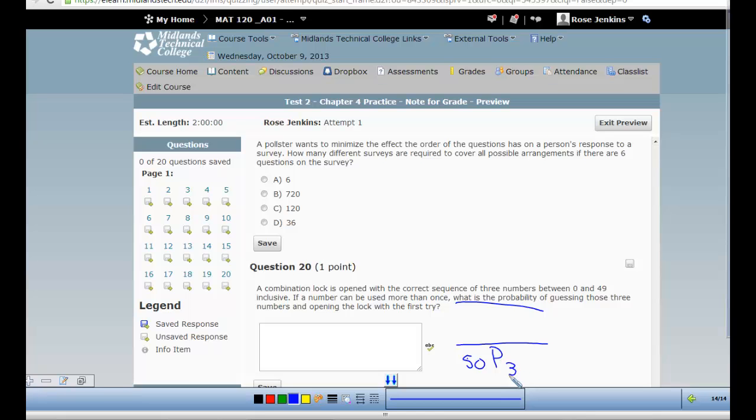How many of those result in opening the lock? Hopefully only 1. Okay, so figure out what 50p3 is. Don't do anything fancy trying to type that in the computer. Just punch it up in your calculator and say 1 over whatever that number is. Okay, which in this case is what? Okay, that's still not as many as I thought, but okay, good.